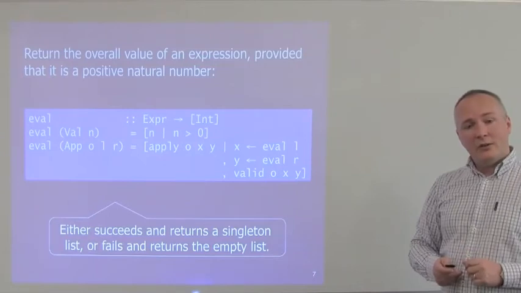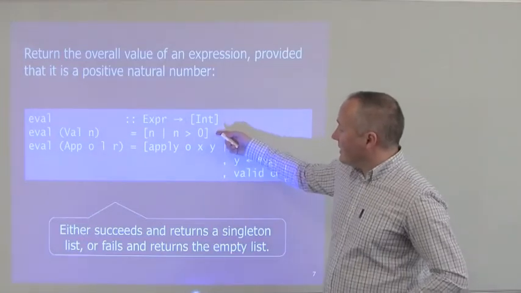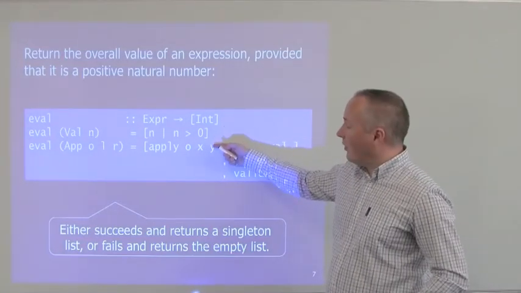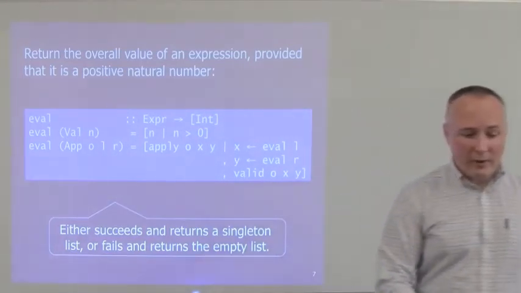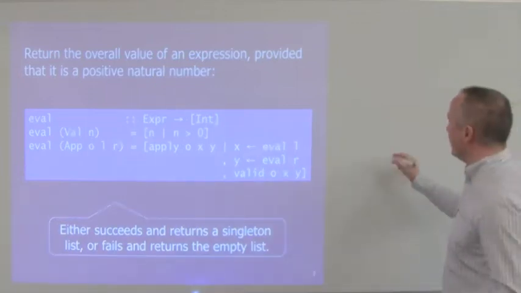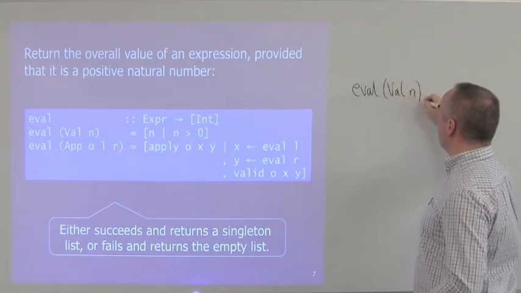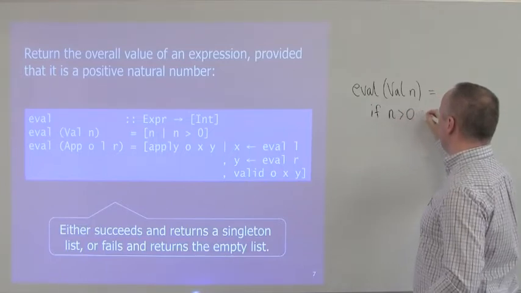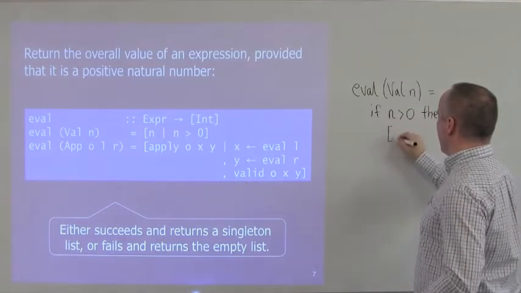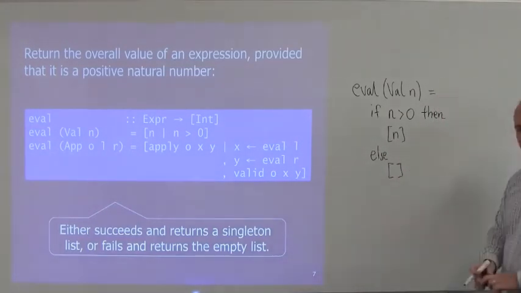Well, here we're making very good use of the list comprehension notation. So let's see how it works. An expression has two possible kinds. We have a value or an application, so we have two equations to deal with this. In the value case, what we might have expected to write is something like: if you evaluate a value, then you do a test. If the value is greater than 0, then we'll just package it up. Otherwise, we will fail.